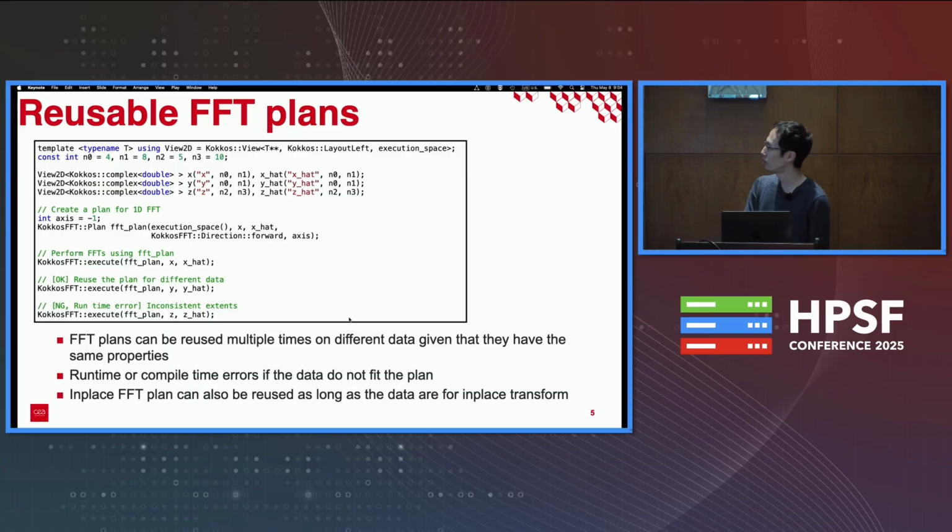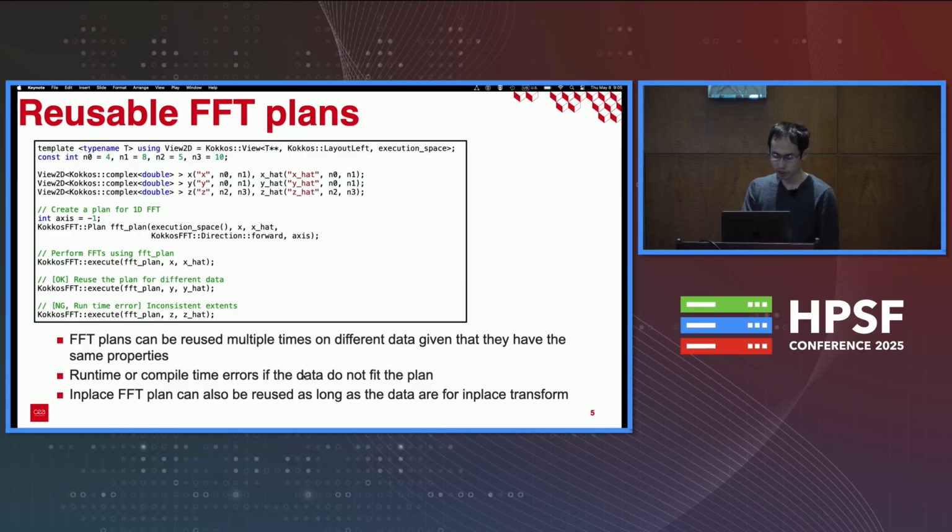And these are the reusable plan APIs, where we can use the plan for different data. This is the example for the 2D case, where we create a plan for this 2D data x. Of course, you can execute the FFT on x and x_hat, but you can still use this plan for y and y_hat because these have the same extents. However, you cannot run the FFT on z and z_hat because the extents are not identical. You will have a runtime error in this case.